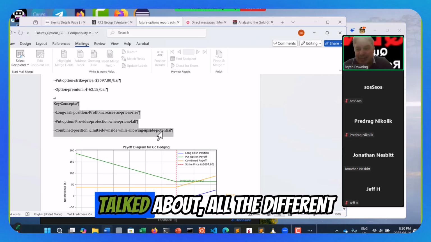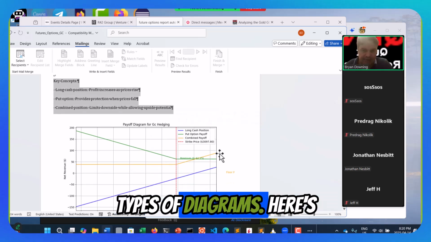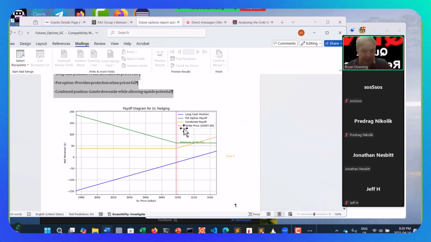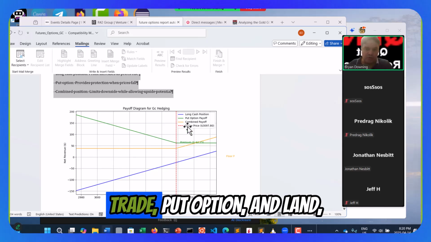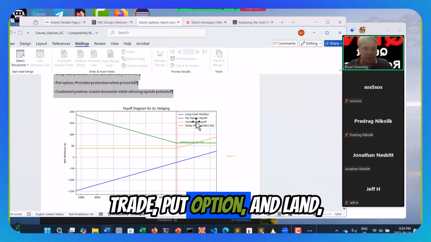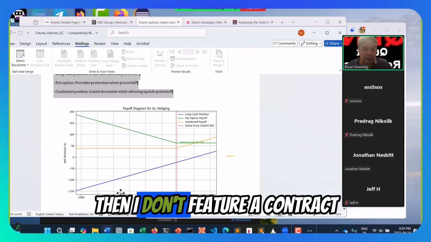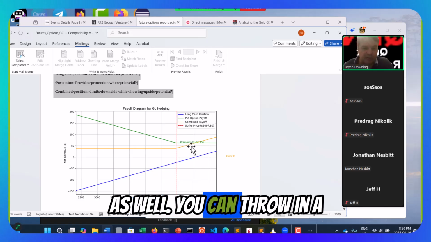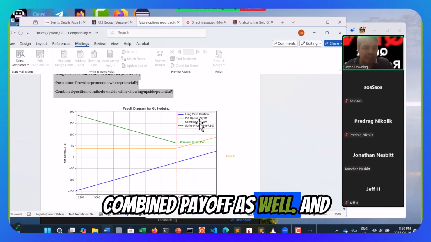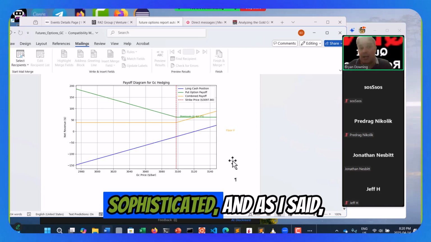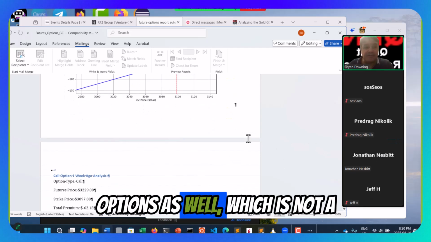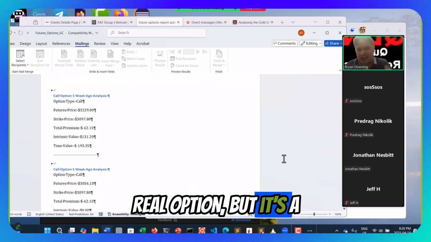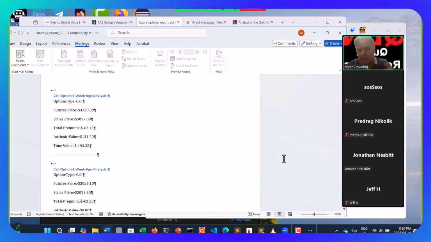So again, it comes back to what I've already talked about, all the different types of diagrams. Here's where it gets interesting: the combined payoff. So if you do a long cash position trade, a put option, and lay in, I don't know, a futures contract as well, you could throw in a combined payoff. And then you can get more sophisticated. And as I said, you can do the synthetic options as well, which is not a real option, but it's a combination between a put and a call.